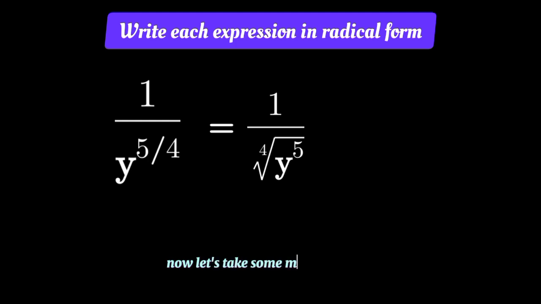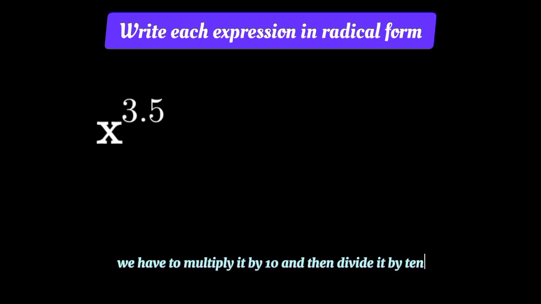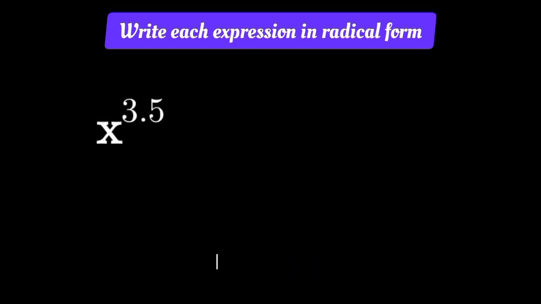Now let's take some more examples. In this example the exponent is in decimal form. Let's say x to the power 3.5. Now if you notice, 3.5 is a decimal number, and in order to solve this, we have to convert it into a fraction. So how do we do this? You can go ahead and pause this video and try solving it by yourself. Now, in order to convert 3.5 into a fraction, we have to multiply it by 10 and then divide it by 10. So if you did it like this, you're actually right.